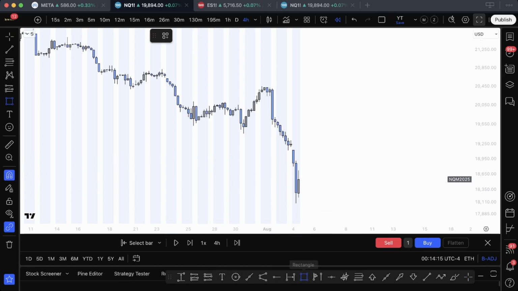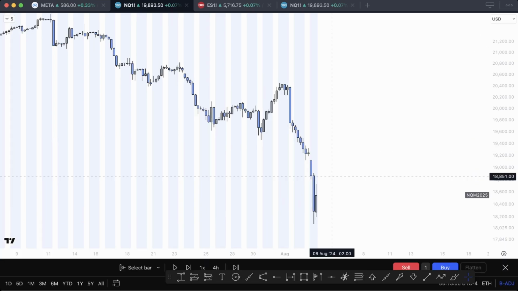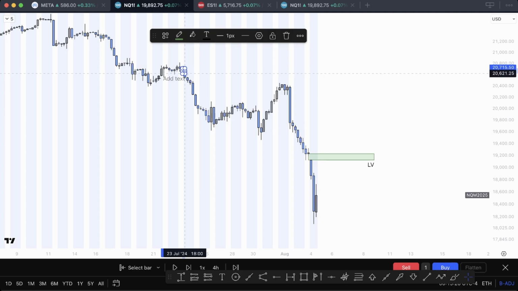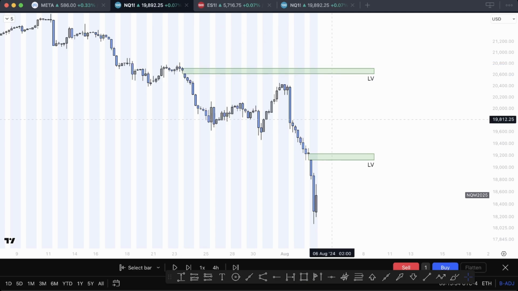Now let's take a look at the second strongest form of draw on liquidity: gaps, or liquidity voids. Notice how we have a gap in price here, and we have another gap in price here. The reason why liquidity voids are so powerful and such a strong form of a draw on liquidity is because price has to move efficiently.